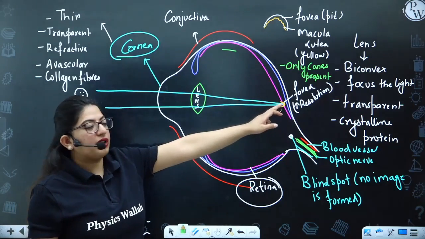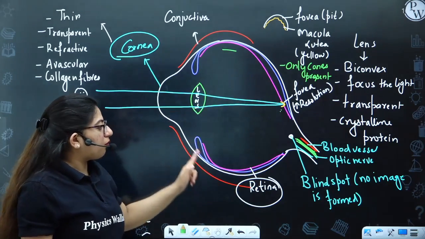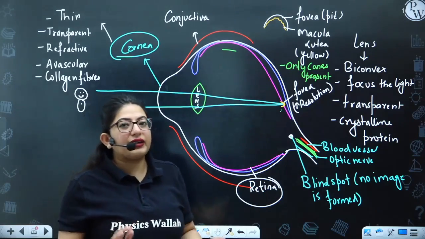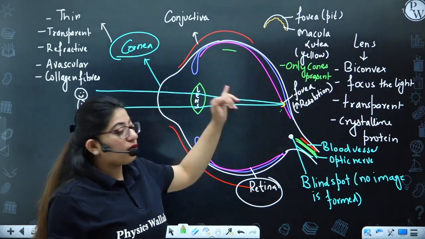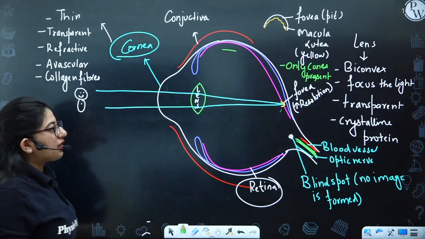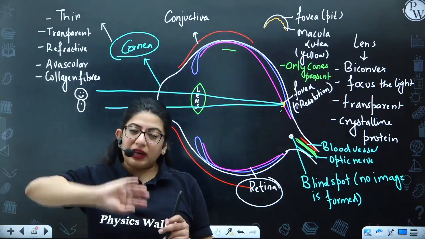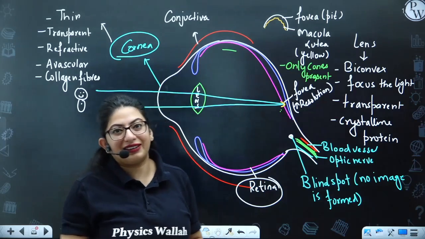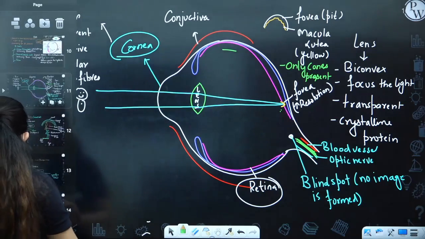Its image is formed here. Others are blurred because their image is formed on the other areas. So it's not that other areas are not forming an image, they are also forming the image. And the image formed is always inverted. Then the brain will process it and make it erect. All right, now let's talk about the ear.